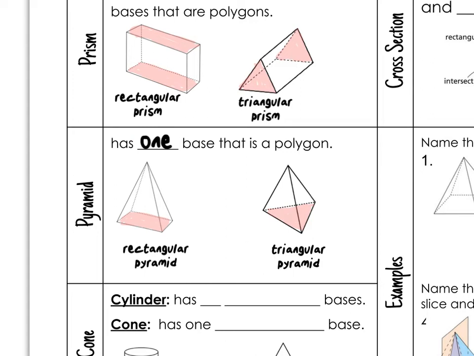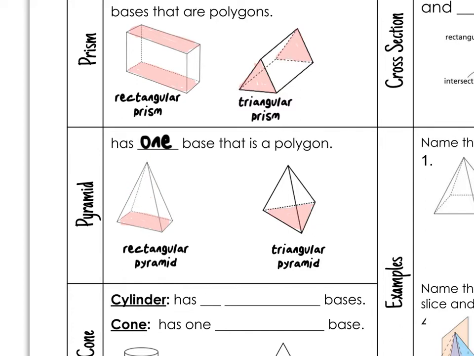On the next vocabulary word, we have pyramid. A pyramid has one base that is a polygon. So when you're looking at a pyramid, you'll have one base, and opposite that base, you'll have the vertex of the solid, where all the other sides meet. All the other sides will be triangles. They're all going to meet at this point.